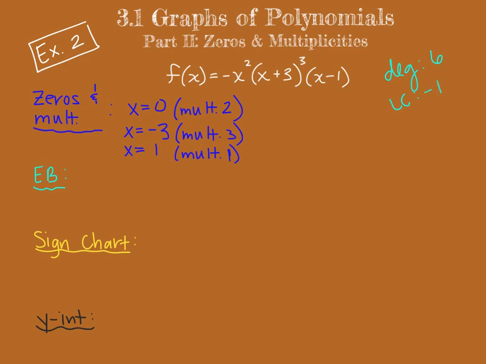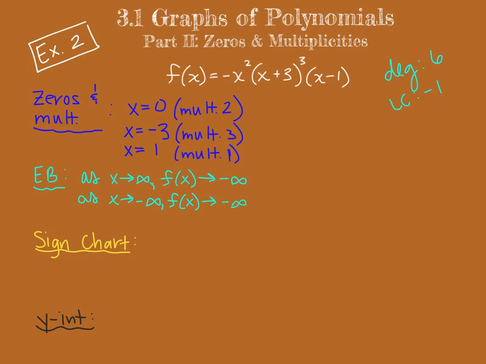All right, so that means our right end behavior as x approaches positive infinity. Since our leading coefficient's negative, that means our right end behavior is negative infinity. And then our left end behavior is determined by the degree. And since our degree is even, that means both end behaviors are the same.